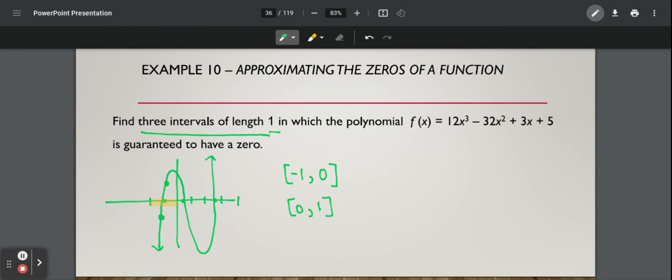For that same reason, we change from positive to negative. And then there's a 0 between 2 and 3, since the graph is changing from negative to positive, and it's continuous. Your graph would have to pass through that 0 to get to that point.